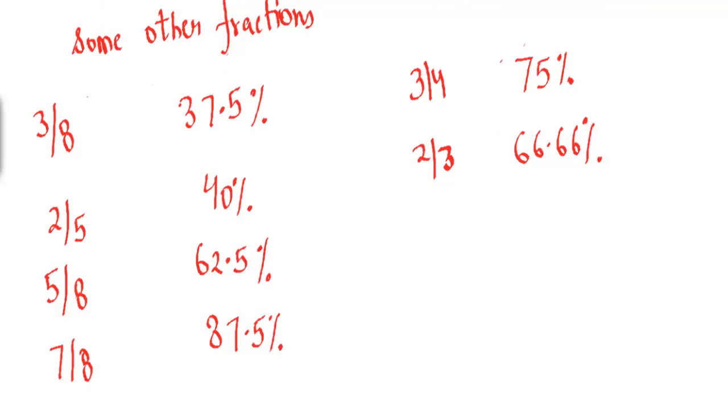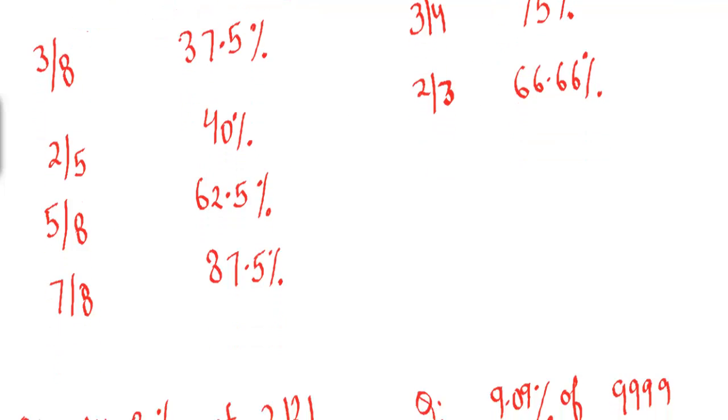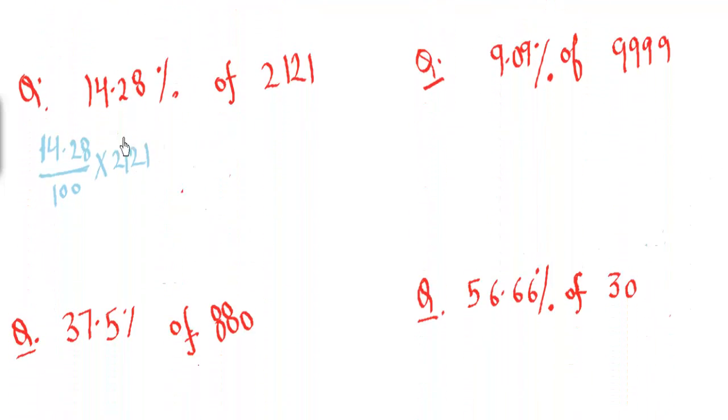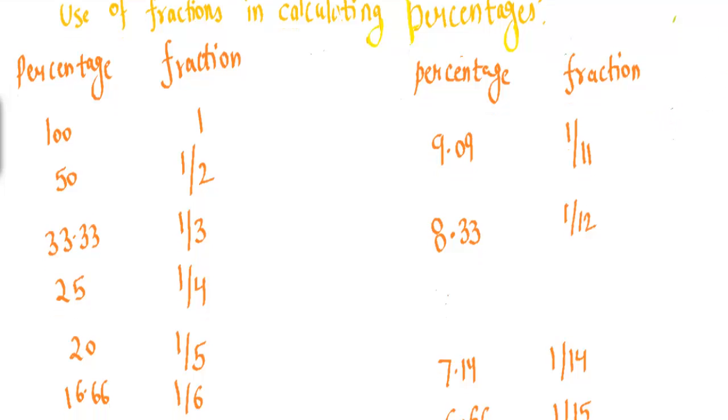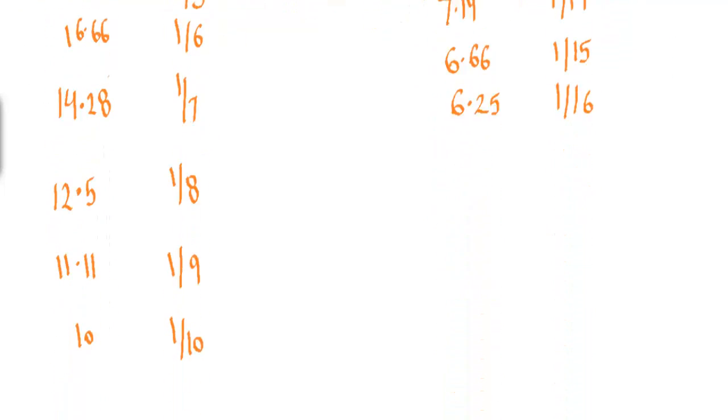There are some other fractions which are of use, like 3 by 8 is 37.5%, 2 by 5 is 40%, and so on. So using these fractions, you should write these fractions and the percentages on your formula sheet, and you should keep it on your study table or make a chart and fix it on the wall. So you can memorize it and remember it again and again, because this is really cool to calculate percentages, and in every exam you will get questions on percentages.